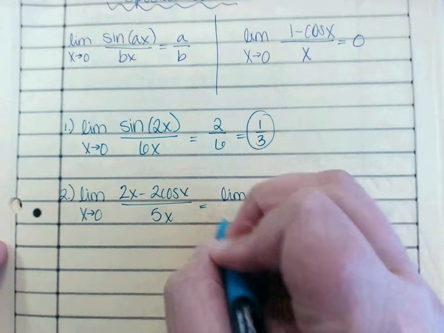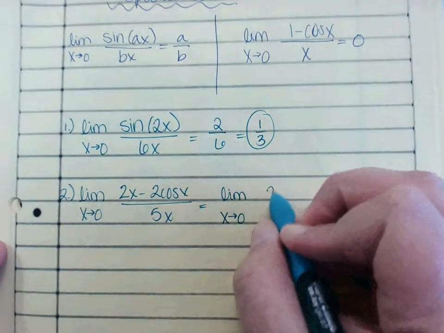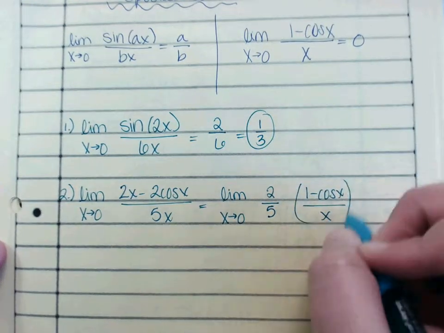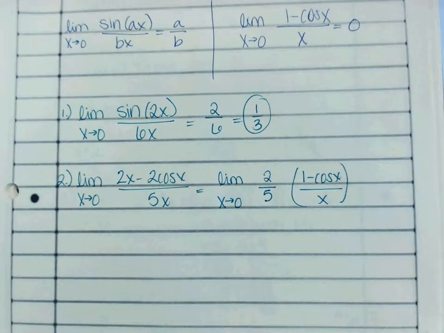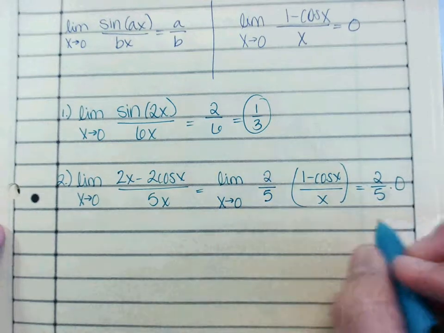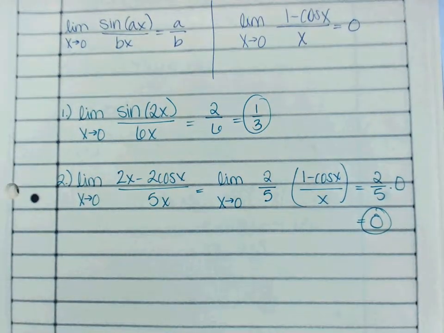Limit x approaches 0 of 2 over 5 times 1 minus cosine x over x. Do we agree that that's the same? Factored a 2 out from the top. I pulled the 5 out to the front. And now this chunk is special. Look at your rule. 1 minus cosine x over x. You'd think it doesn't exist, but really it does, and it's 0. So I have 2/5 times 0, which is 0. And remember that a limit that doesn't exist and a limit that equals 0 are totally opposite things, totally different answers. Make sense?